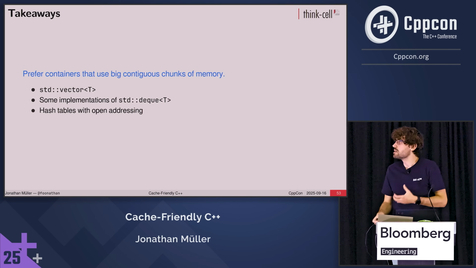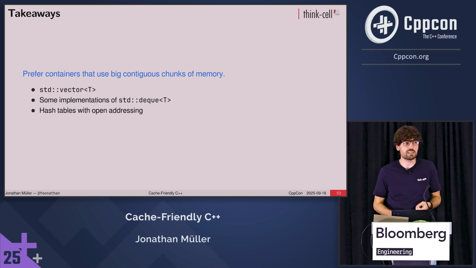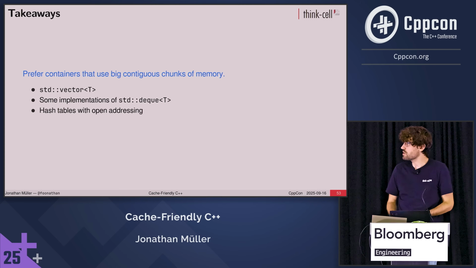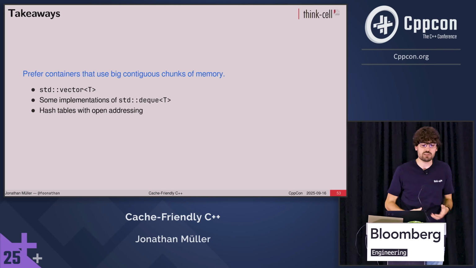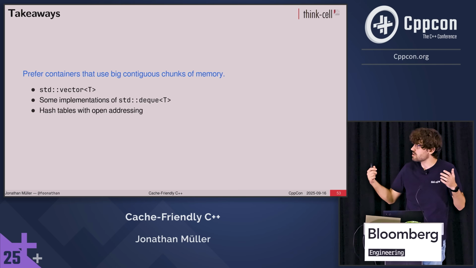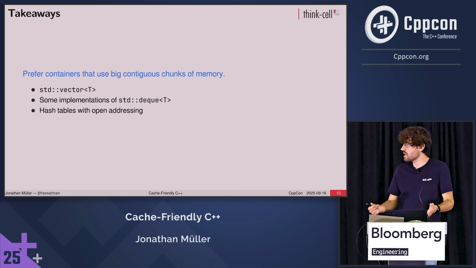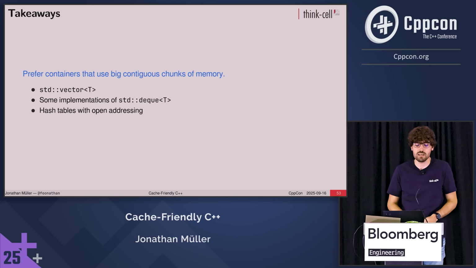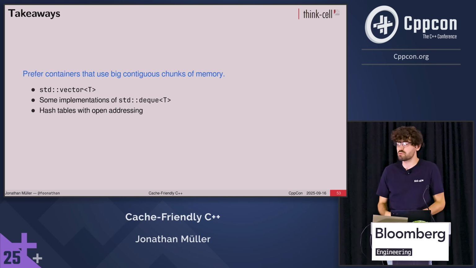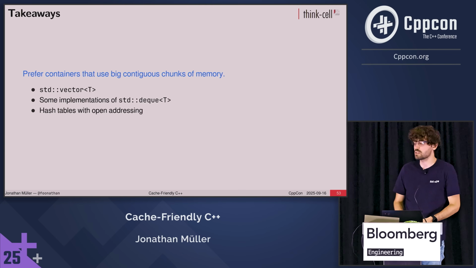So, in general, you should prefer containers that use big contiguous chunks of memory, because that is way better for your caching effects. It's more cache-friendly, the prefetcher will help you, you don't waste your cache line with unnecessary metadata, you're just having the data you care about. And so in almost all situations, use std::vector. You can also use some implementation of std::deque if you care about the properties it has, and you can use hash tables with open addressing, because all of those are cache-friendly if they use big contiguous chunks of memory.